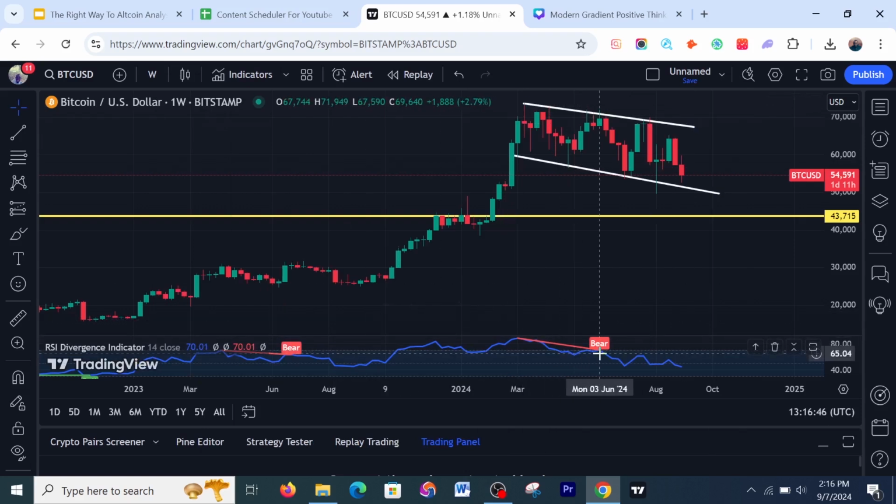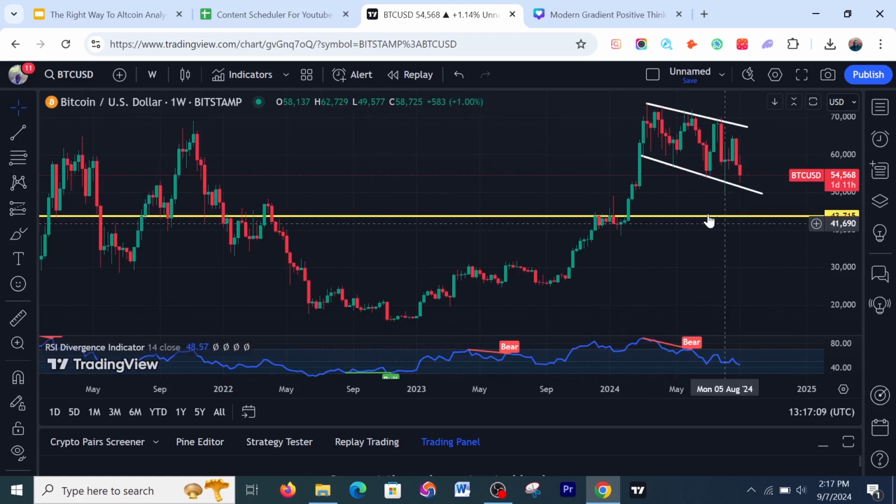Okay, there's a divergence here, which led down to this point. From here to this point was a divergence. So we don't know if the effect of the divergence has been neutralized. We still don't know that yet. So it's still down inside this channel, but there is a high possibility that Bitcoin will have to touch 43K. It's just an assumption. It's not confirmed yet, but it's just my personal prediction.